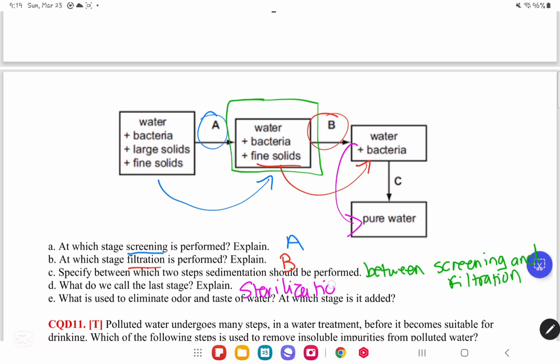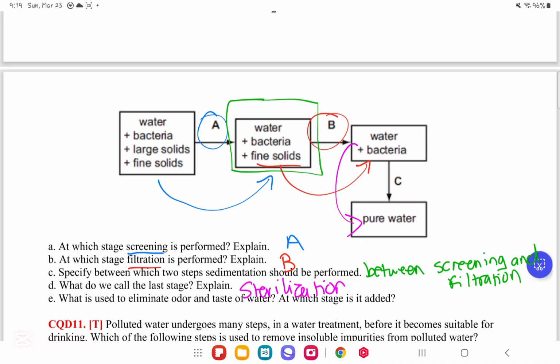sterilization. Another naming could be, for example, chlorination, or whatever you use. It could be chlorine, ultraviolet light, or ozone. It's used to kill the bacteria. But the last stage, stage C, is called sterilization.